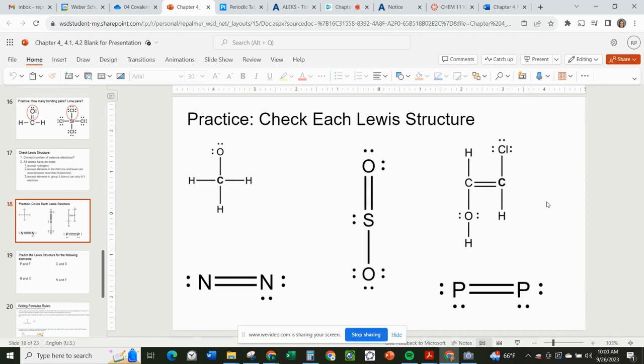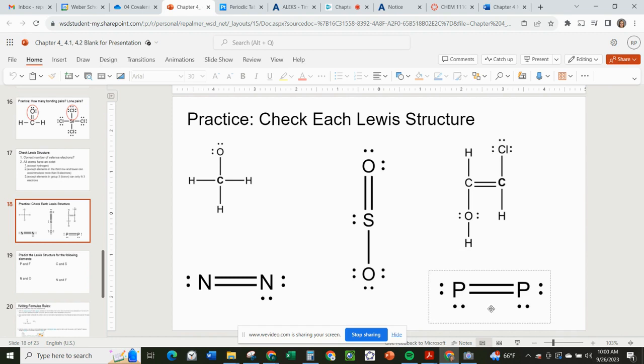And then the other thing we need to look at is octet. Hydrogen only wants one bond. It's got one here, one here, one here. So hydrogen's good. Chlorine wants an octet, so 2, 4, 6, 8 around it. Carbon has 2, 4, 6, 8 around it. This carbon has 2, 4, 6, 8 around it. And then oxygen, 2, 4, 6, 8. So this is a correct Lewis structure.